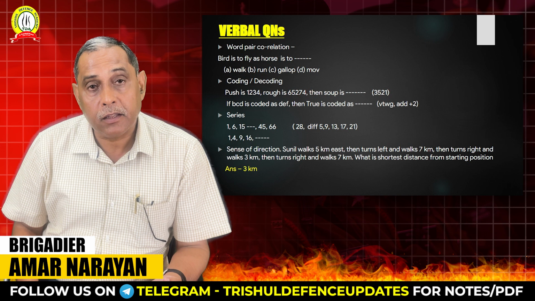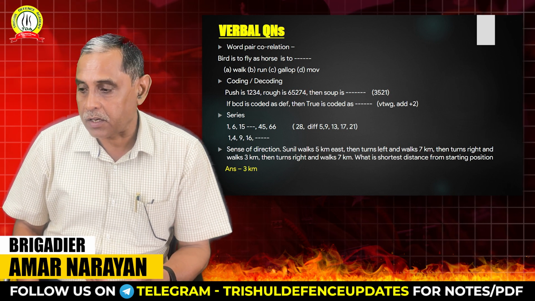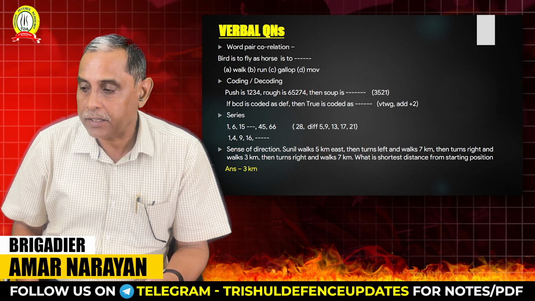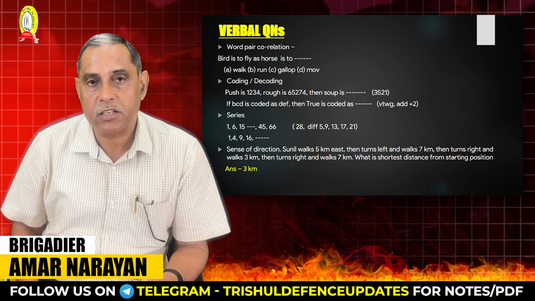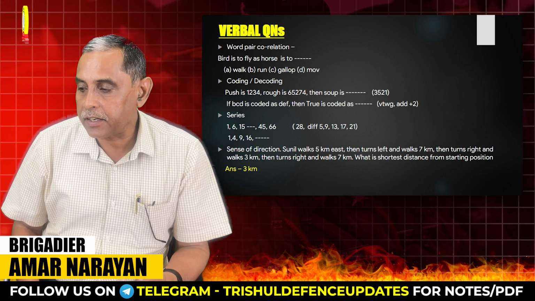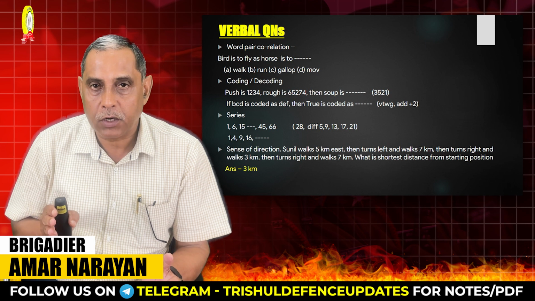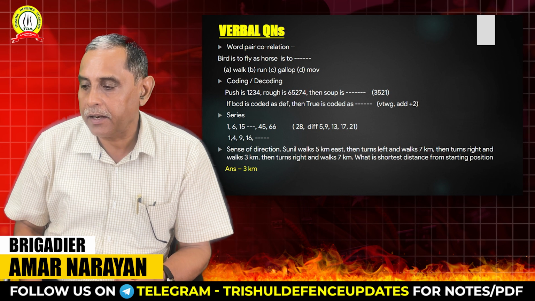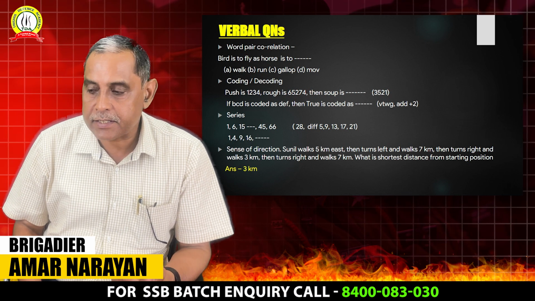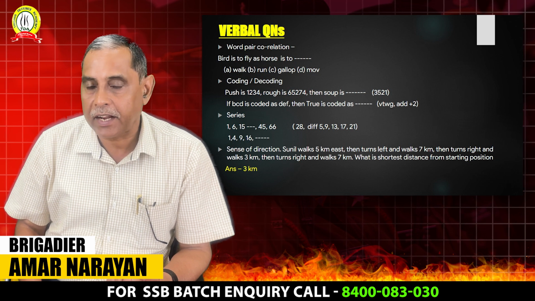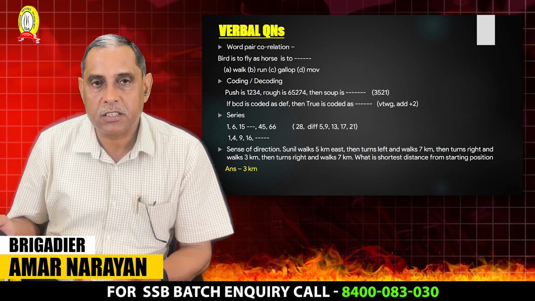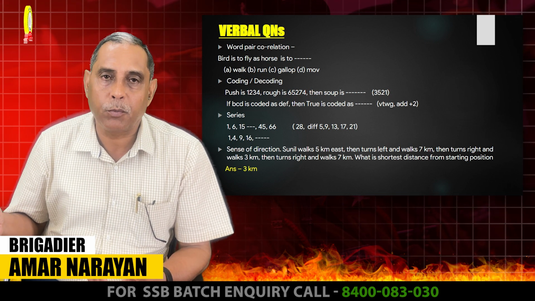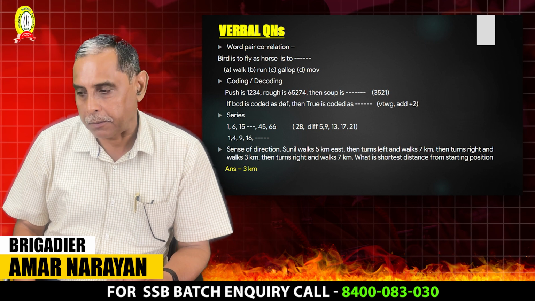Okay. Now the next type could be a series question, like in the example that you can see: 1, 6, 15, dash, 45 and 66. So the correct answer is 28. If you see this carefully, you will see the difference is 5, 9, 13, 17 and 21. The second example of this: 1, 4, 9, 16 and dash. So in this case you can see that it is a square of numbers 1, 2, 3, 4. So the fifth will be a square of 5, which is 25.